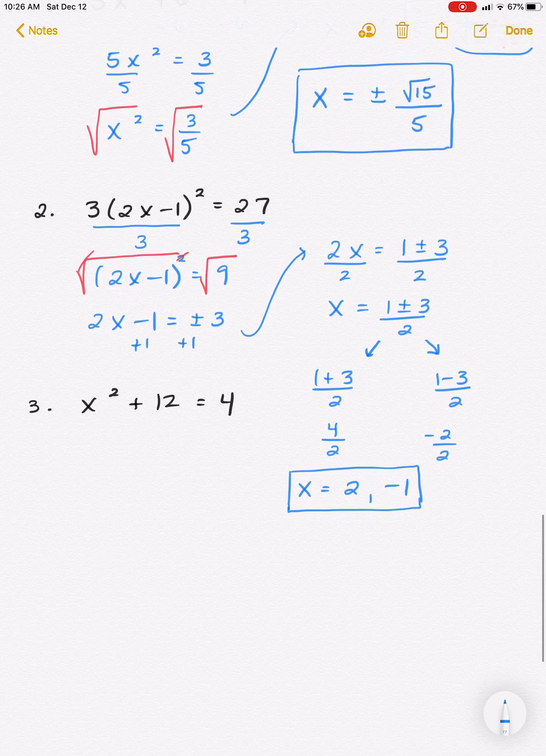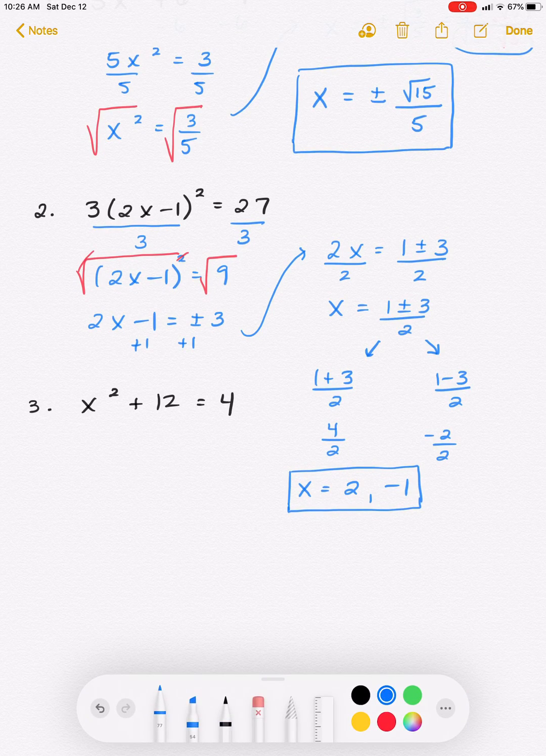So last example, this one looks pretty simple at first glance. We're going to minus 12 from both sides, and we get that x squared equals negative 8. Well, when we go to square root both sides, do you remember what happens when you square root a negative? When you grab your calculator and type in the square root of negative 8, you are going to get an error, okay? And I want you to remember that you are not going to get a real number when you square root that negative. You're going to get a different type of number that we're going to talk about later.